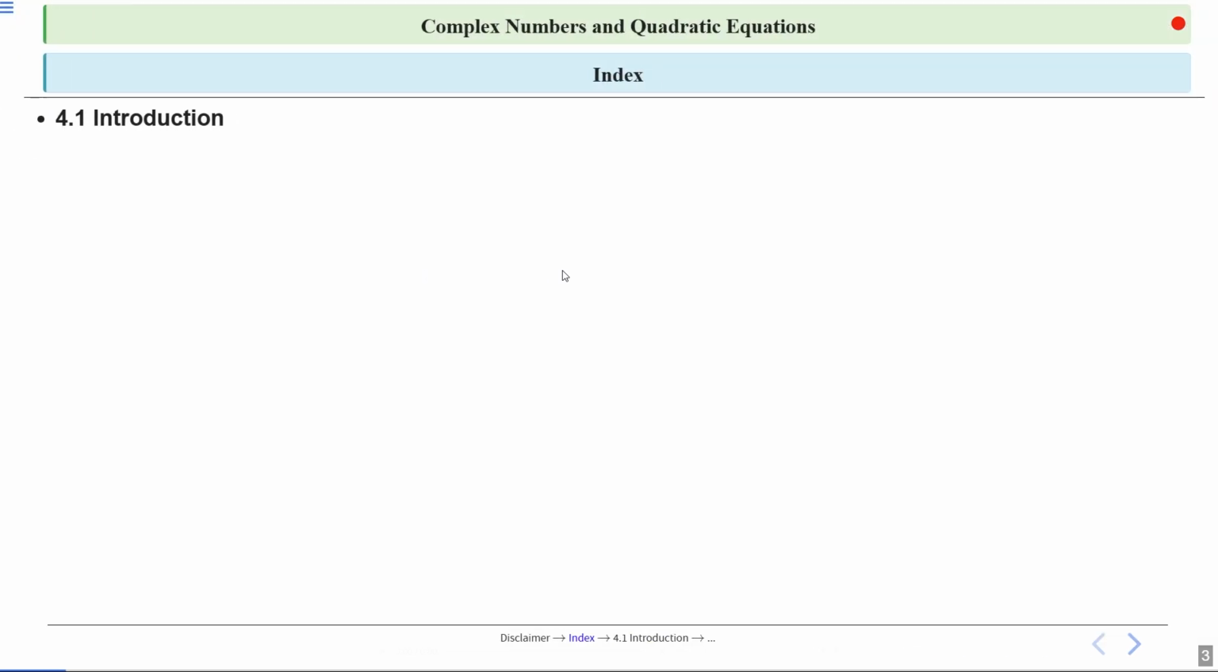Now, let's look at the index of today's lecture. In this lecture, first we will discuss NCERT section 4.1, introduction. There we will introduce complex numbers and quadratic equations. So we will start with an introduction to this chapter.